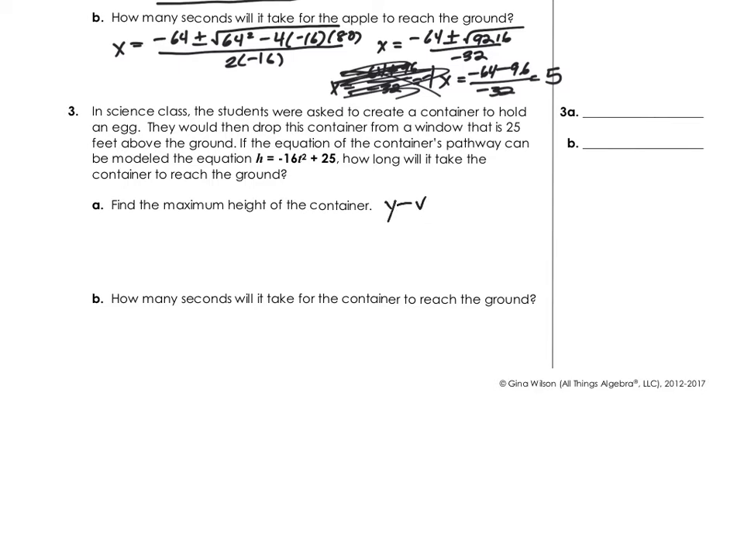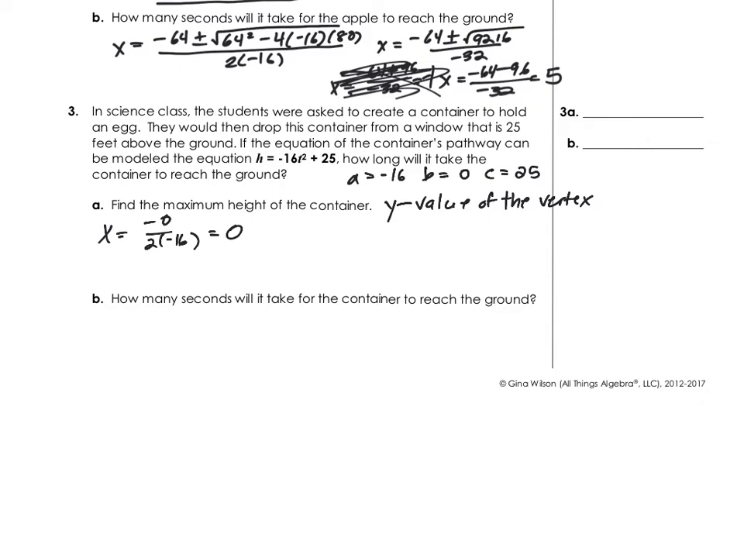Again, this is the y value of the vertex. So we need to use the axis of symmetry formula. In this equation, a equals negative 16, b equals 0, c equals 25. There's no b. If there's no b, b is 0. So that's negative 0 divided by 2 times negative 16. All right, so if b is 0, then the x value is going to be 0. That means this thing was at its maximum height because they're dropping it from a window.